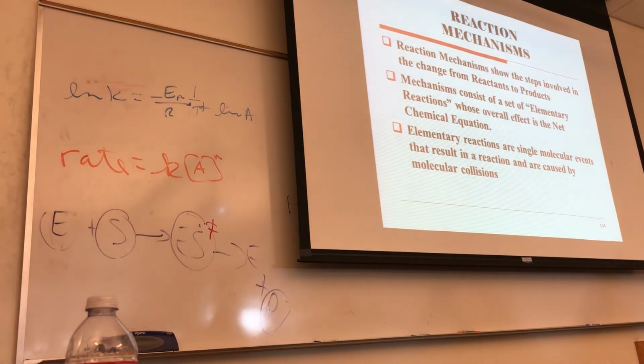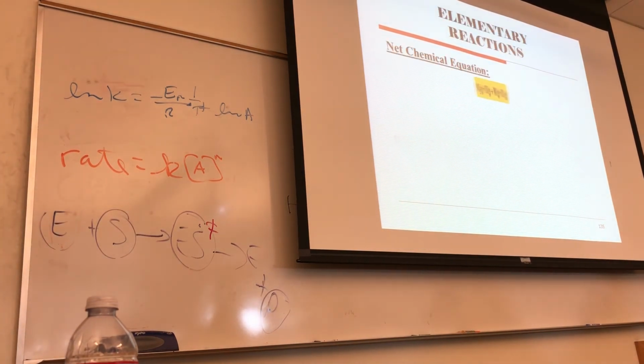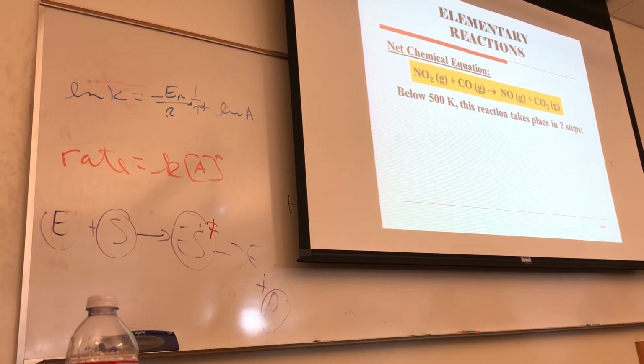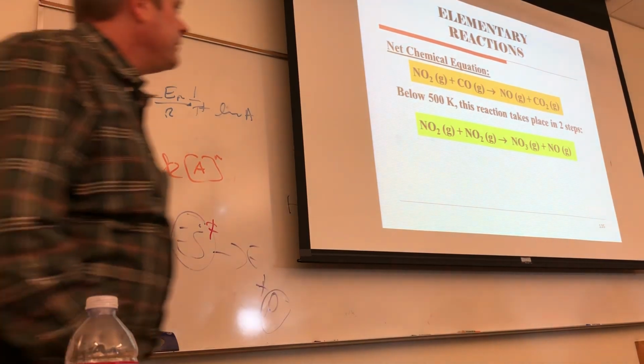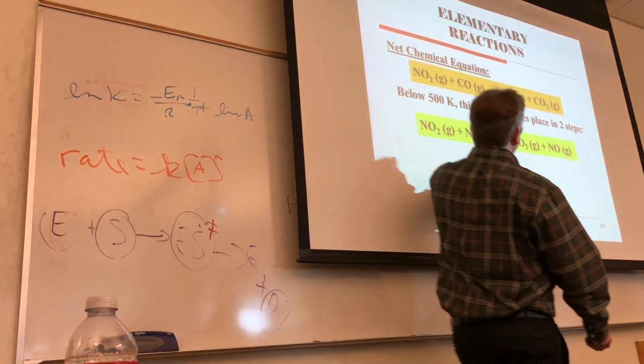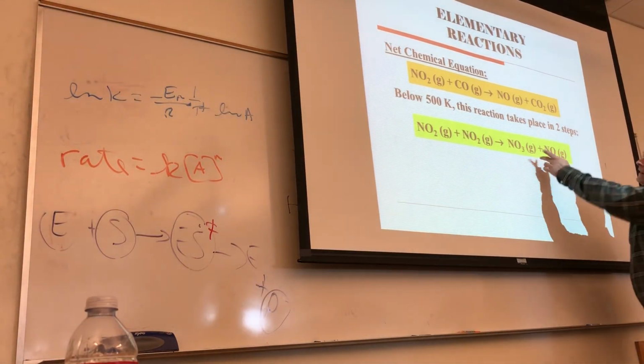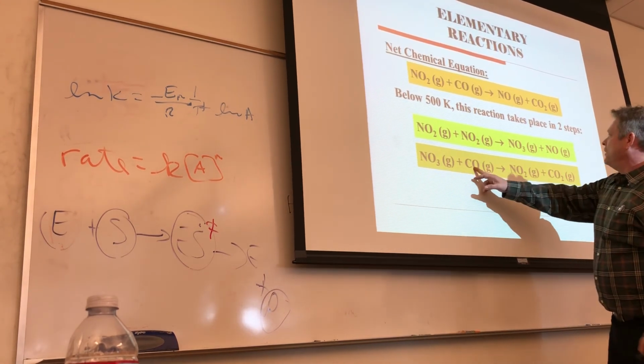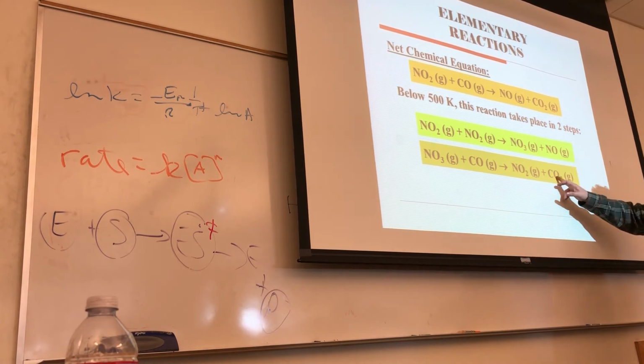Multiple collisions. So here's the net chemical equation of NO2 and CO forming NO and CO2. Okay. And we're going to set some conditions, so we're kind of fixing K here, below 500 Kelvin, and it takes place in 2 steps. I have NO2 plus NO2. This is step number 1, forms NO3 and NO. And then I have to have something with CO here, right? So I have NO3 here binding the CO, forming NO2 and CO2.